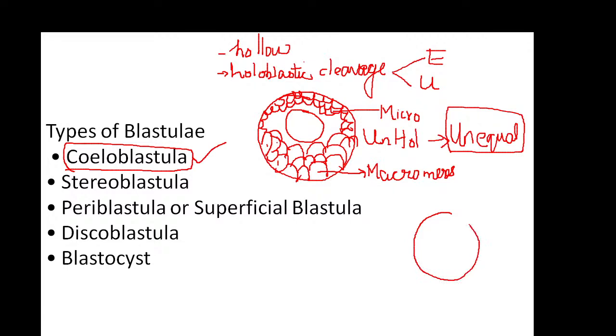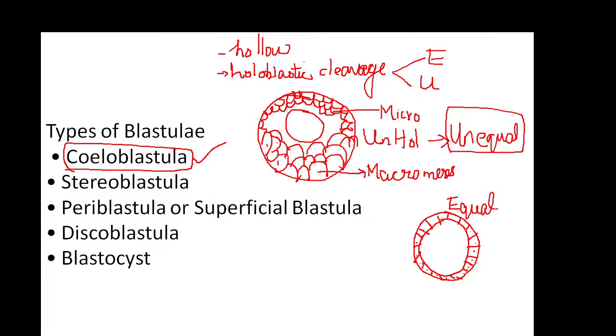Equal coeloblastula means all the blastomeres will be of equal size. All the blastomeres will be of equal size. See, that is what we call equal coeloblastula. This is equal coeloblastula.